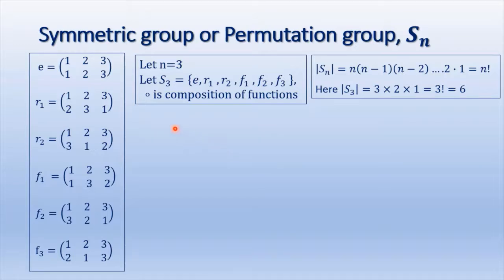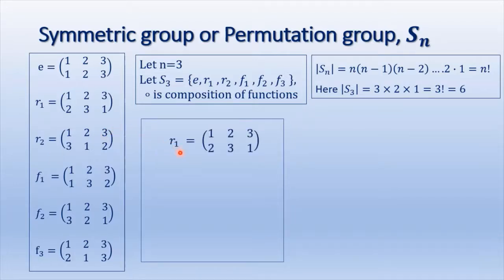Now we shall find the inverse of each element of this set S3. That is, we are going to find the inverse function for each of these functions. First we shall consider the function R1, that is the permutation R1, which is given by the arrangement 2, 3, 1. So to find the inverse, first we shall write R1 inverse is equal to, the first row contains the elements 1, 2, 3.